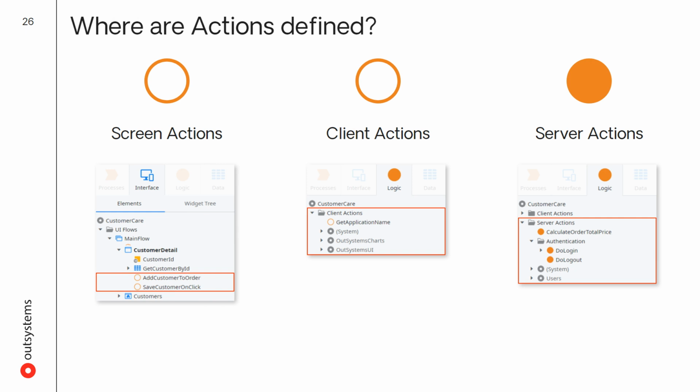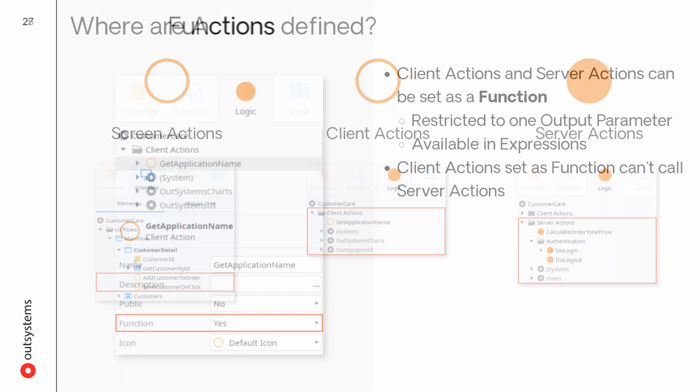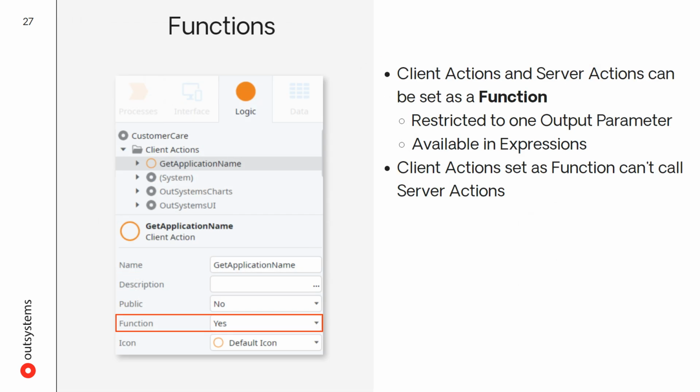Each type of action is created in a different place. You create screen actions inside screens under the Interface tab, but you create client and server actions in the Logic tab inside their respective folders. Both client actions and server actions may be set as a function. This restricts them to have only one output parameter and makes them available to be used inside expressions. Their flow is defined visually as any other action. Also, when a client action is set as a function, it can only call other client actions.